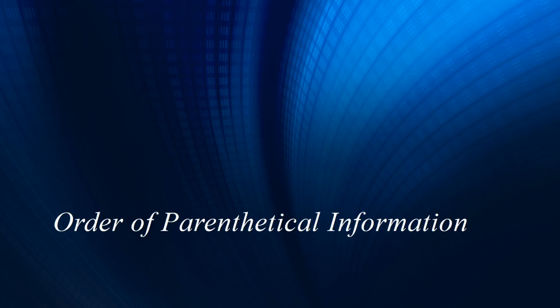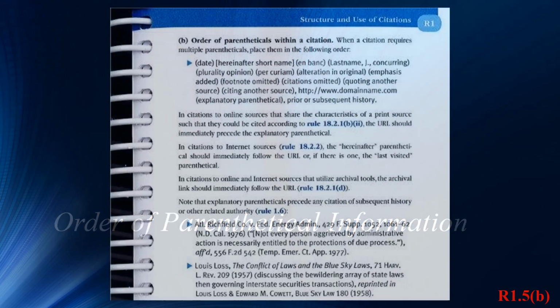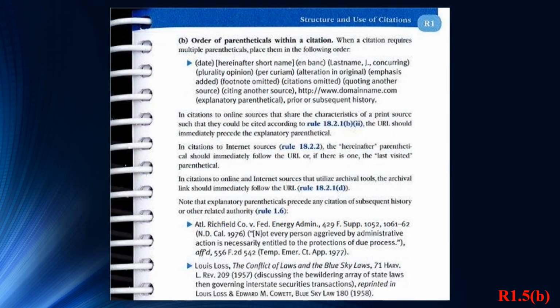Now, all of this parenthetical information that we have gone over has to go in a particular order if there is more than one present in a citation. Look at Rule 1.5 sub B in your Blue Book. When a citation requires multiple parentheticals, place them in the order shown here.